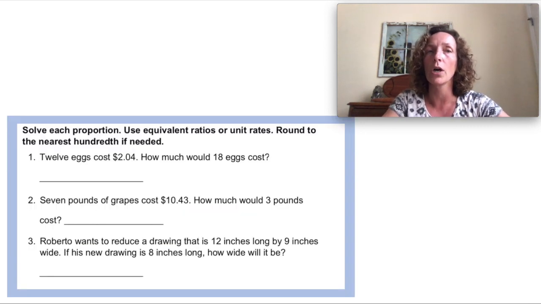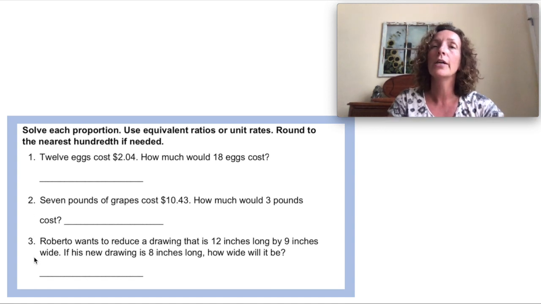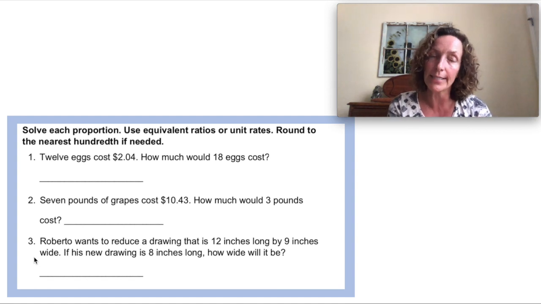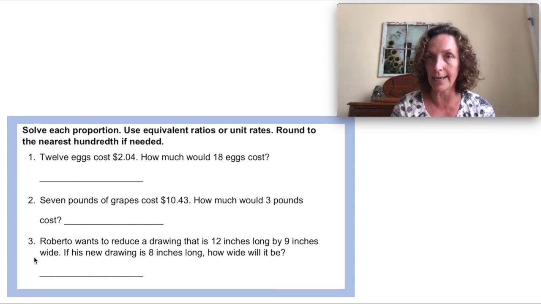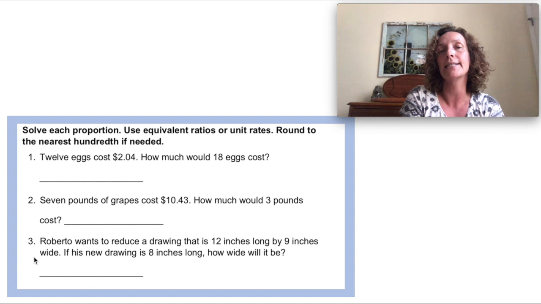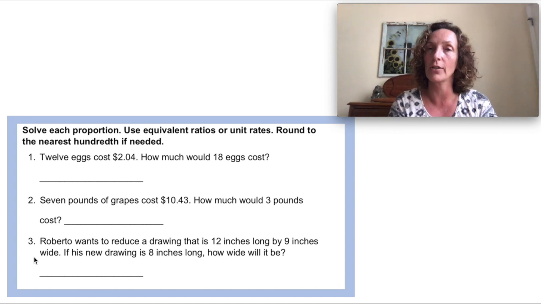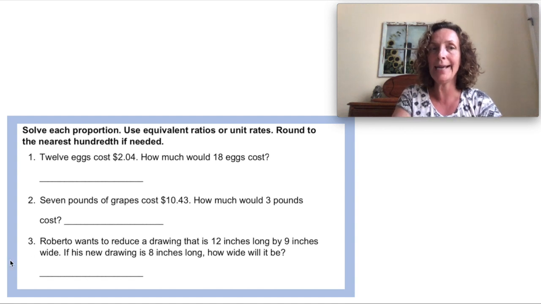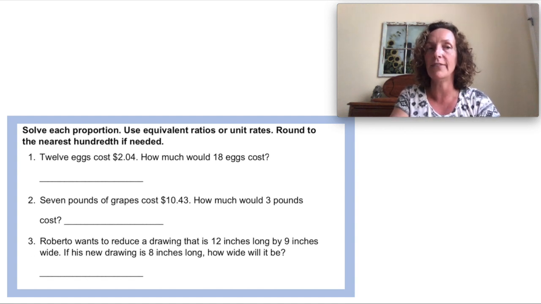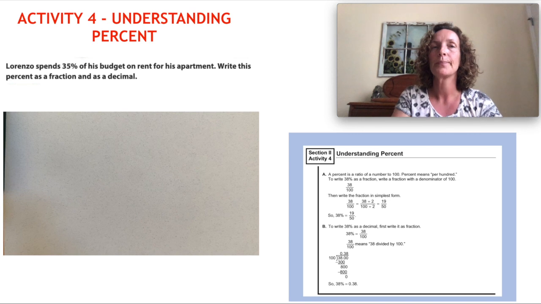In your work, you have two problems that are very much like the first couple that I showed you. The last one, you're going to have to do something very similar to what I did in that last example. You're going to have to find an equivalent ratio, and then you are going to have to figure out what you need to multiply by to get the new drawing dimensions. Okay? Now, we have one more activity to look at this afternoon.